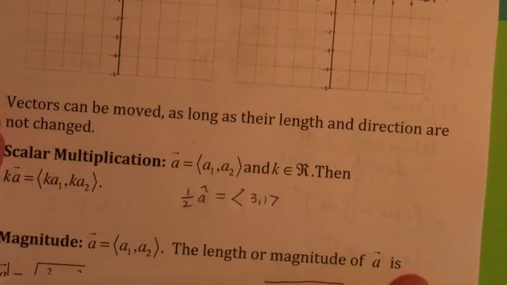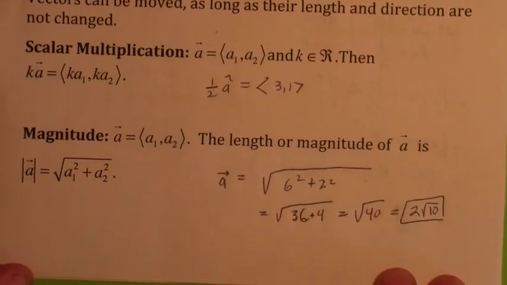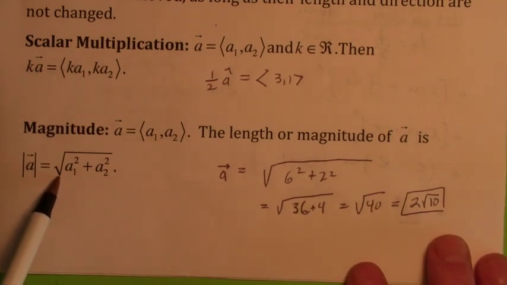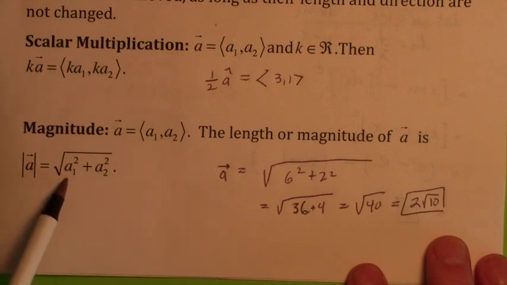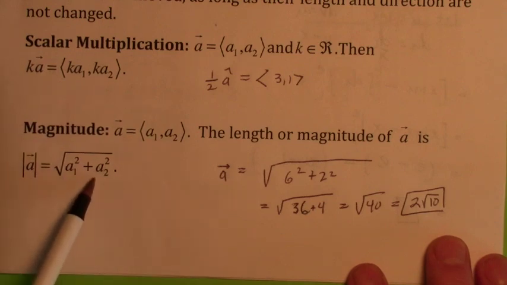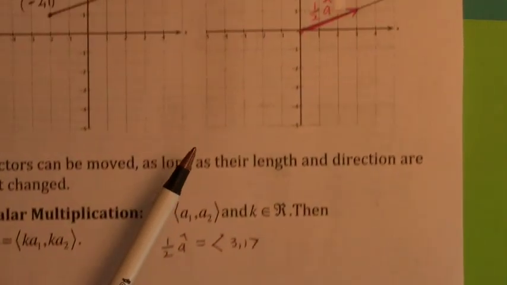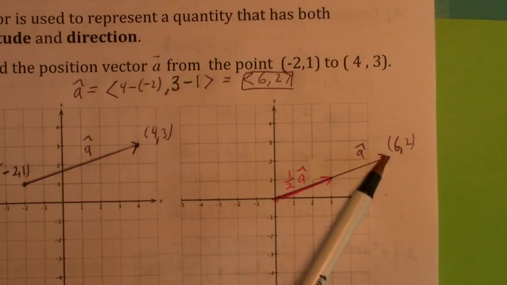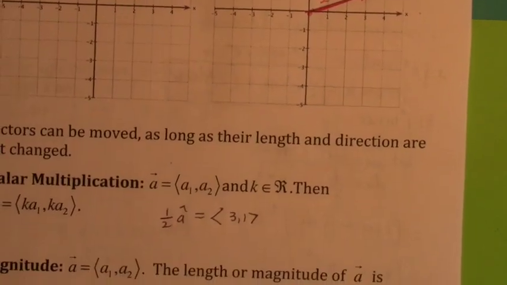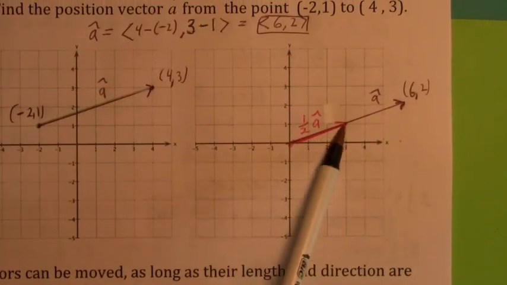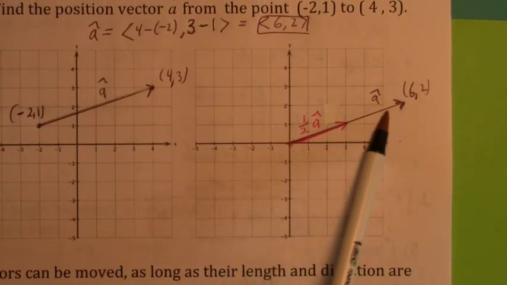Anyway, so how do you find the magnitude of a vector? Well, you can kind of see this. It's basically the Pythagorean theorem. The magnitude of a vector is the square root of the x coordinate squared plus the y coordinate squared. So the magnitude of vector A would be the square root of 6 squared plus 2 squared, which becomes the square root of 40, which is 2 radical 10. So that would be the length of this vector.